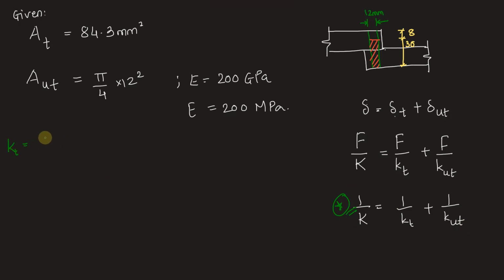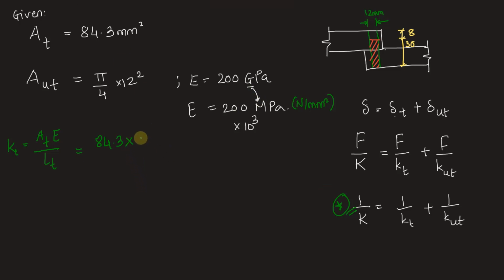KT will be, bolt is a tension member, that is an axial member. So stiffness for an axial member is simply given as its cross-section area AT into Young's modulus E divided by its length LT, which will be equal to AT is 84.3 mm² into E is 200 megapascal. E is in megapascal, and megapascal is equivalent to Newton per millimeter square. There was a mistake here. This is 200 into 10³, so we have to multiply with the factor 1000 in order to convert giga to megapascal.